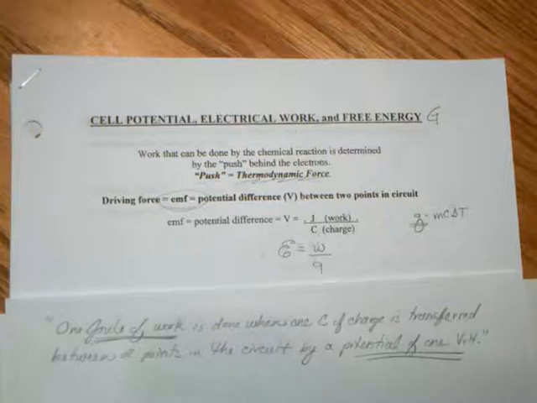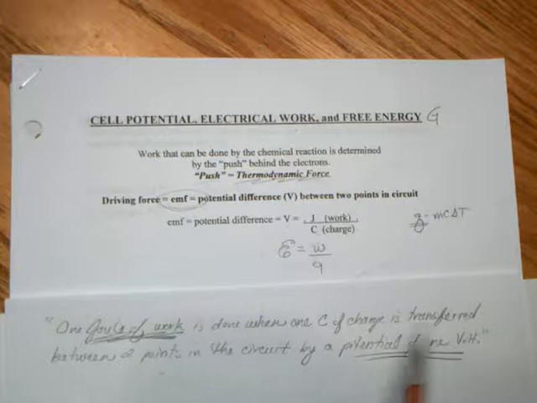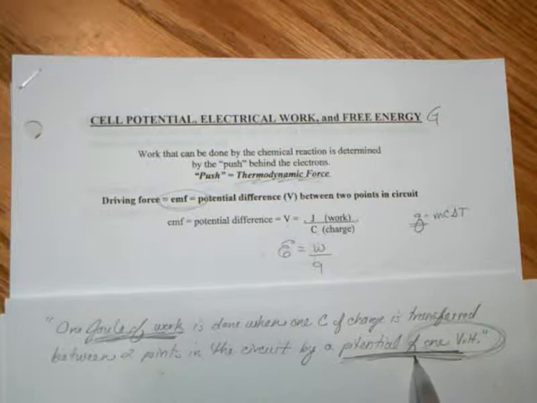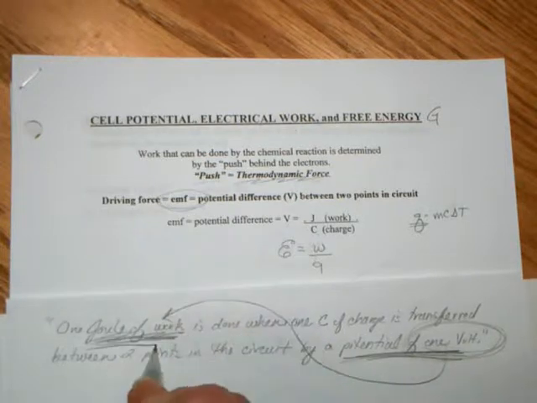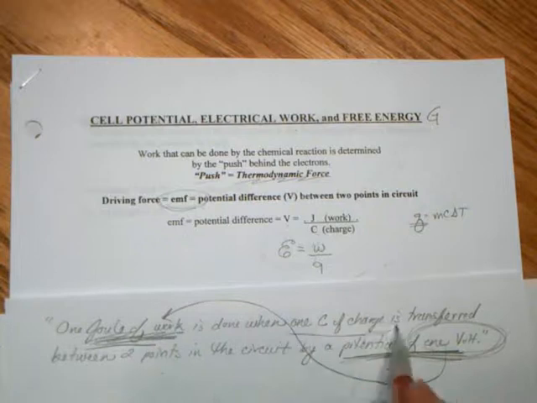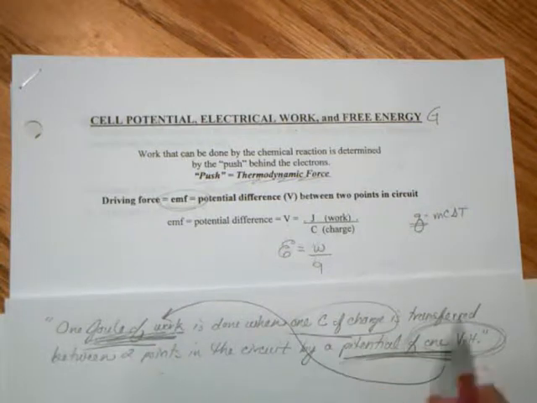Zumdahl also provides this sentence, which I think is really timely, and just another way to help us understand this relationship. 1 joule of work is done when 1 coulomb of charge is transferred between 2 points in the circuit by a potential of 1 volt. So that would be the steepness of our hill. That 1 volt will accomplish 1 joule of work when 1 coulomb of charge is moved throughout the circuit, or flowing down the hill, if you will.